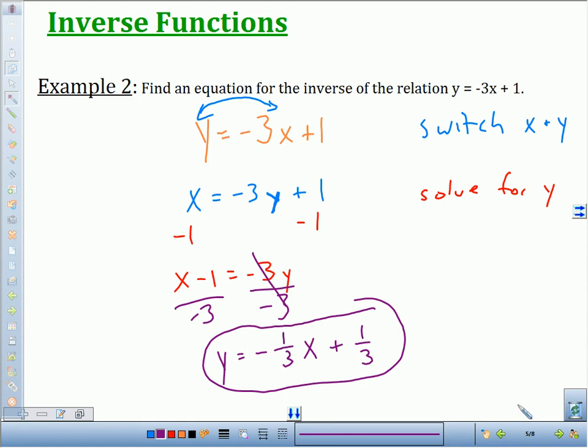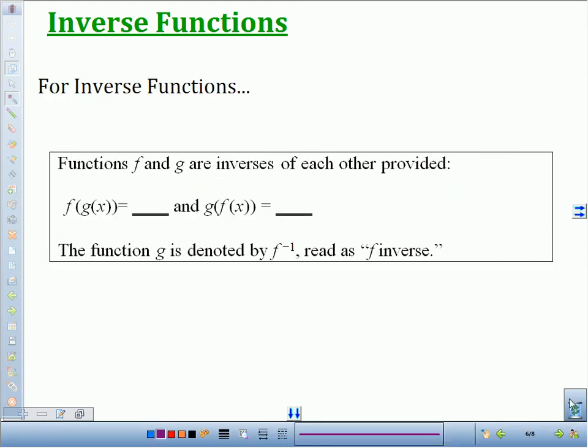We might be asked to verify that two equations are inverses of each other. Now what that means is we can tell if two functions, in this case f and g, are inverses if f of g of x equals x and g of f of x equals x. Now if you're not entirely sure what that means, I'm going to put it in real big bold letters at the bottom.